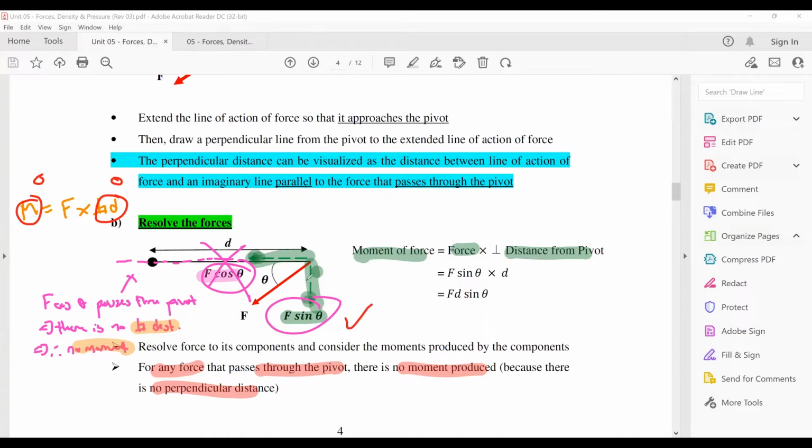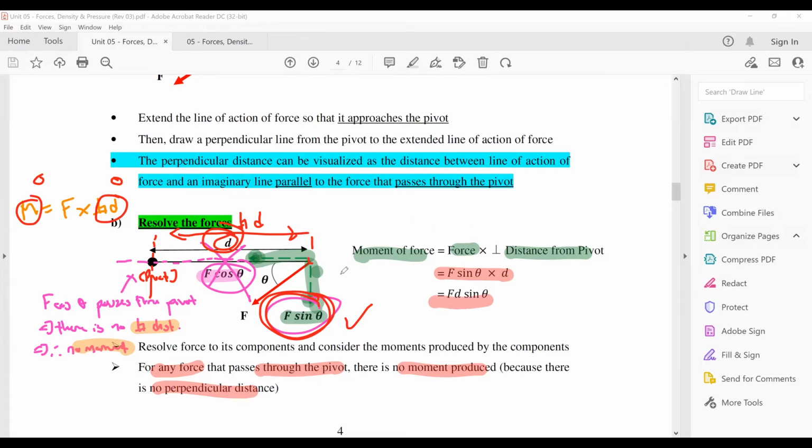So now the perpendicular distance of F sin theta to the pivot is actually just going to be d. You see, if I were to draw a line parallel to F sin theta passing through the pivot, you will see very clearly that this one is my perpendicular distance, given by d here. So to find the moment caused by this force, I take this force multiplied by this perpendicular distance. That's why I get F sin theta times d, which in turn gives me F d sin theta.